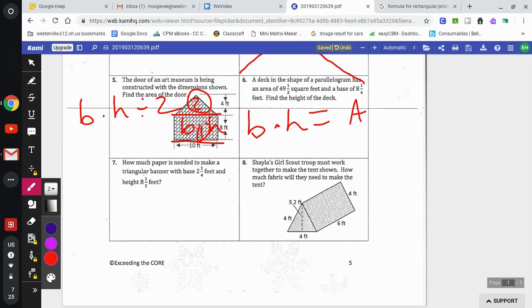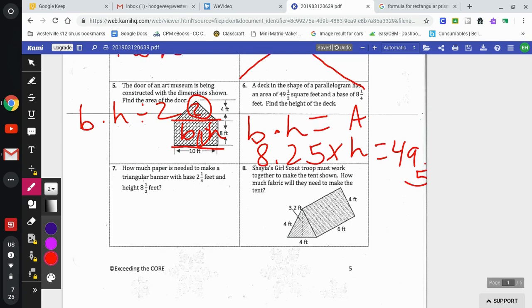So here they tell you that your base, I'll write as a decimal, 8.25 times h, we don't know what the height is, equals 49.5. So in order to get h, you're going to have to divide each side by 8.25. Now it's kind of a tricky one. Make sure you label once you figure that out.